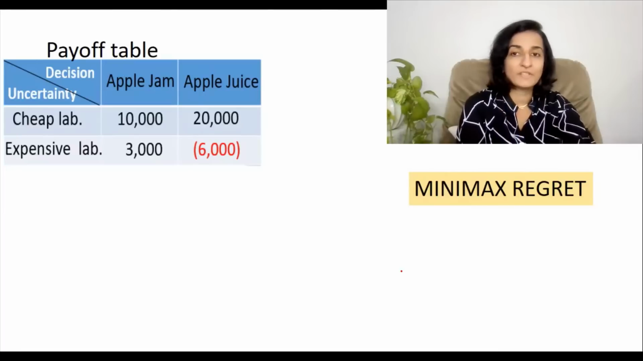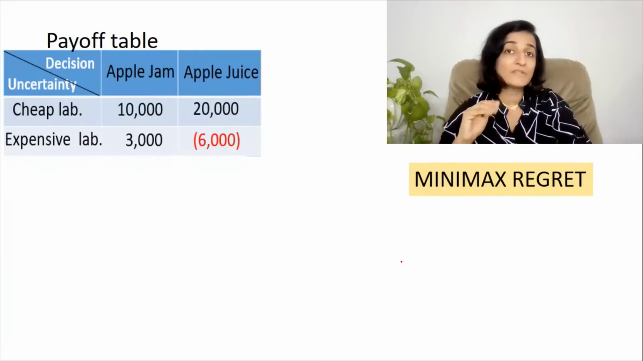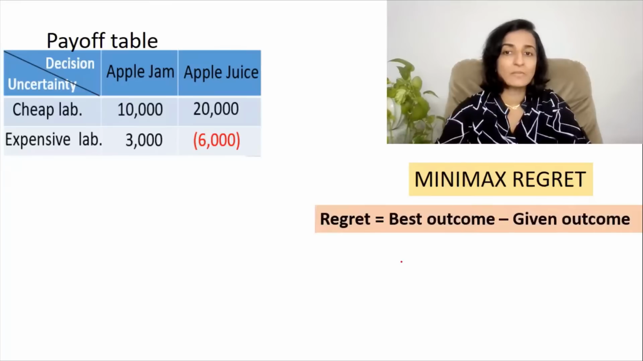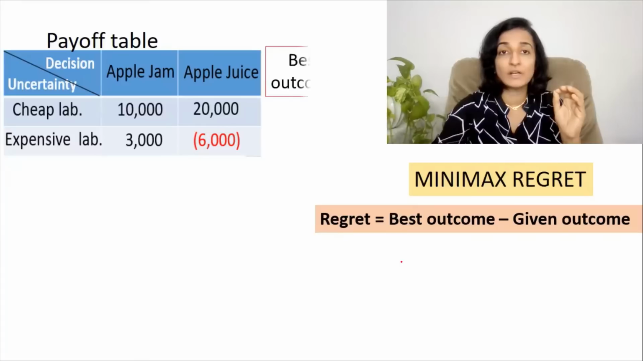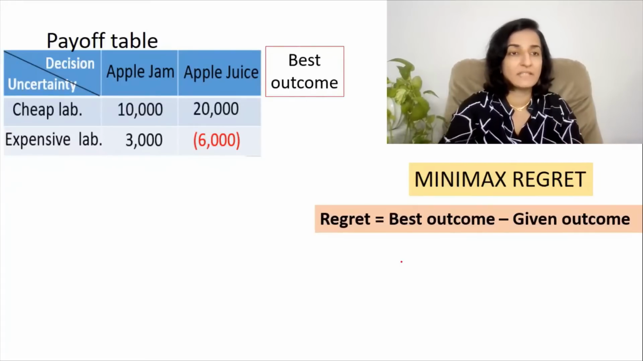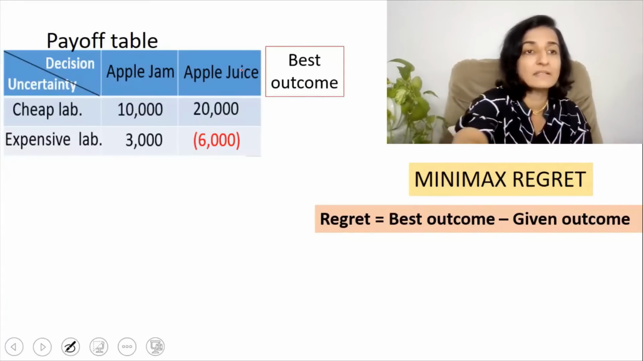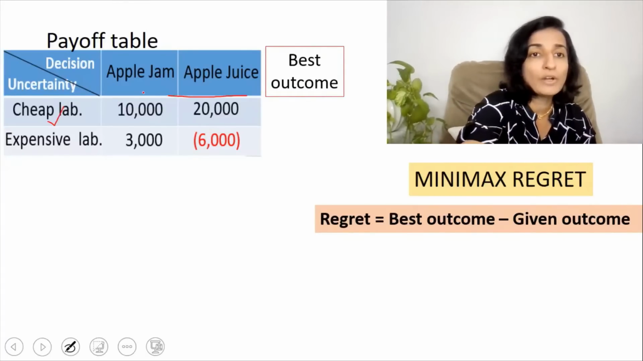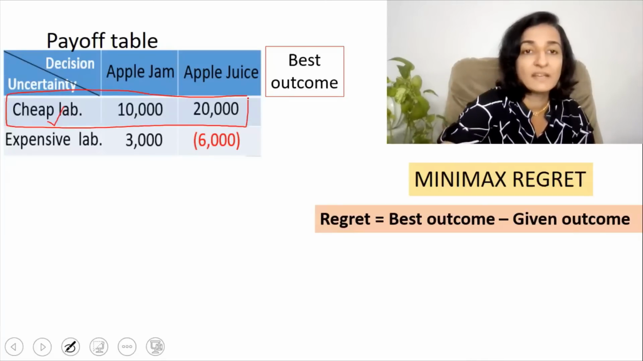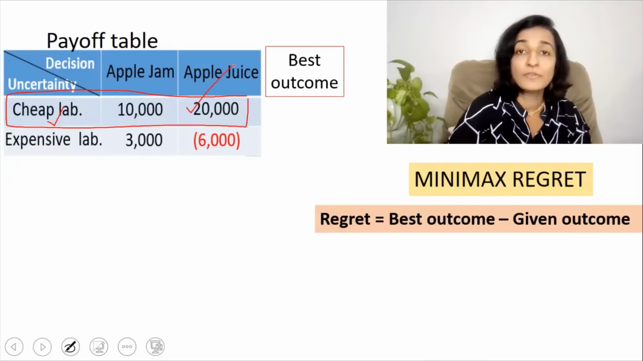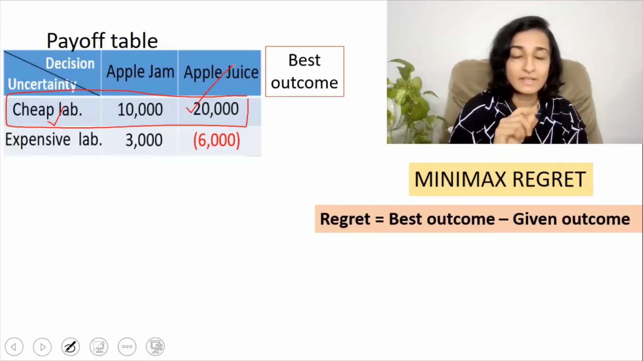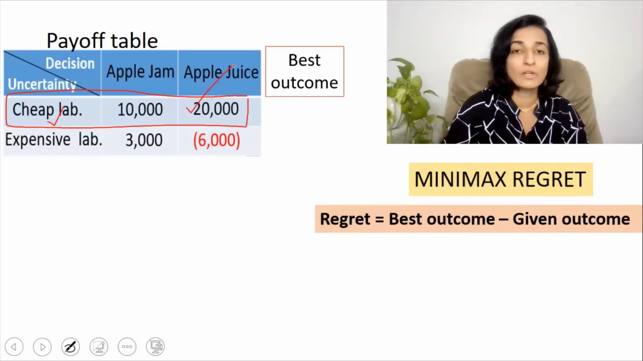So this is the payoff table. So the first step is to calculate the regret for each situation. The regret is given by the best outcome minus the given outcome. Consider the best outcome of each uncertainty. Regarding the first uncertainty, that is the cheap labor, what is the best outcome that can come? That is getting a profit of $20,000, correct? So we write that in the outer column.